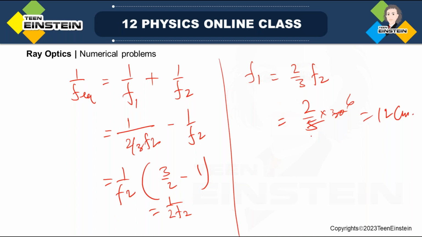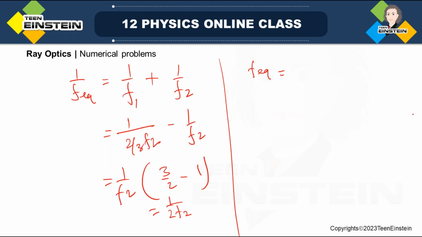So from here it will be easy to get. So 1 over F equivalent is equal to 2 F2. F equivalent is 30, right? 30 centimeter divided by 2. This is F2. F2 is for concave we have taken. So F2 will be minus 15 centimeter. Okay, this is for concave, and convex we have to find out.